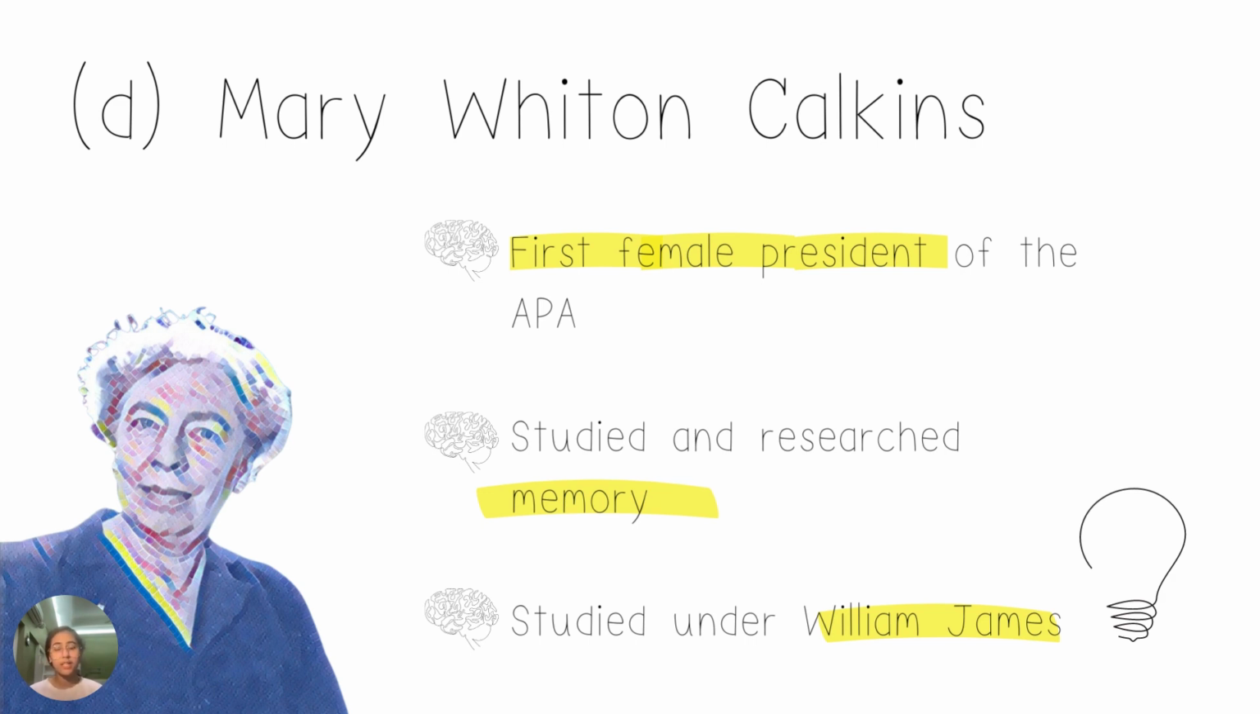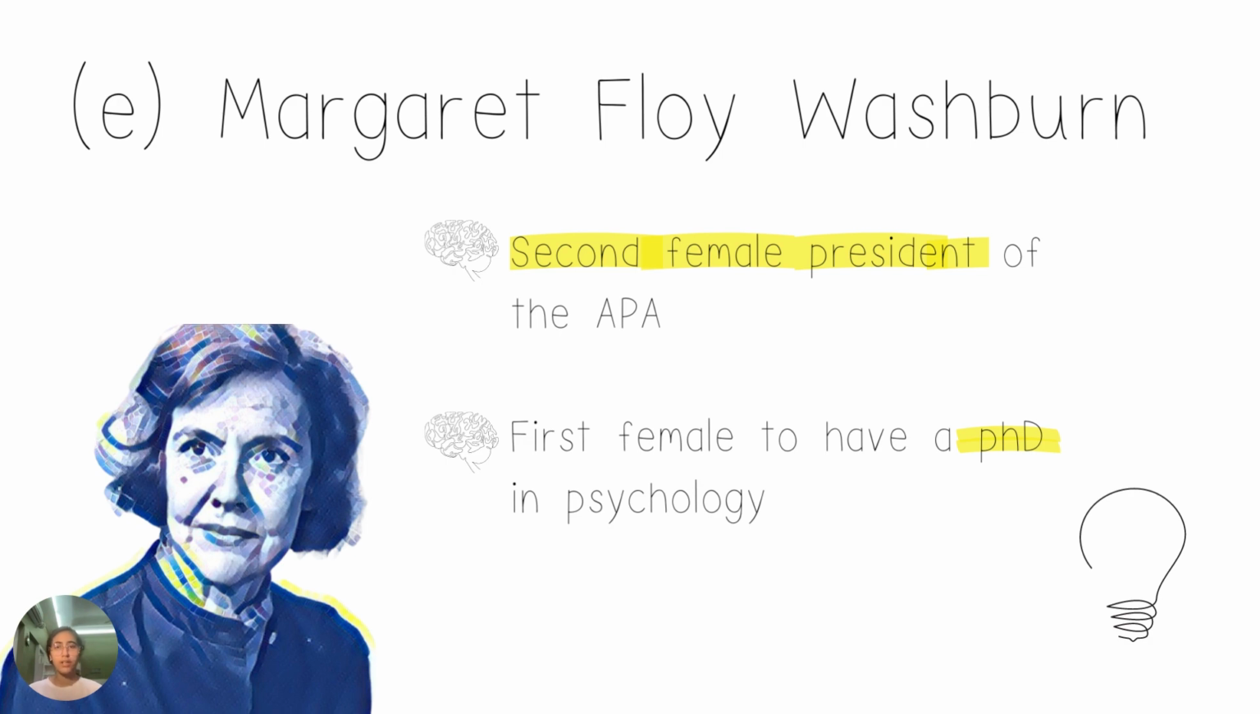Now, Mary Whiton Calkins is also important because she studied and researched memory extensively. And the last thing we need to know about her is that she was in fact a student of William James. And a fun story, which I'd encourage you to look up sometime, is that Mary Whiton Calkins was almost the first female to get a PhD in psychology. Almost, but not exactly. So look up that story sometime if you have free time. Lastly, we look at Margaret Floy Washburn, and she did, in fact, become the first female to have a PhD in psychology. She was also the second female president of the American Psychological Association.